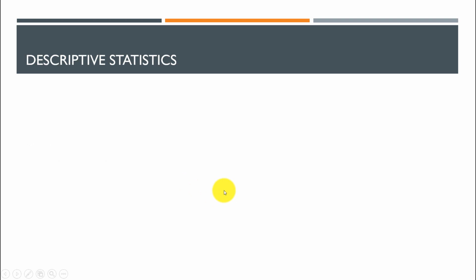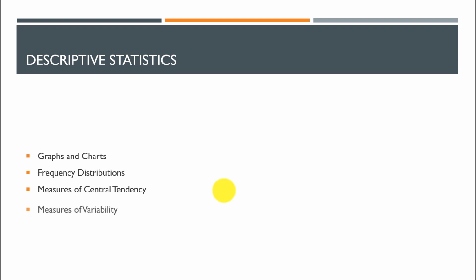If you remember descriptive statistics, they went like this. We started with graphs and charts. So these are all the categories of descriptive statistics: frequency distributions, measures of central tendency, measures of variability. So those were the 4 basic descriptive statistic categories. And we'll go into those just a little more in depth, and then we'll move on to inferential.